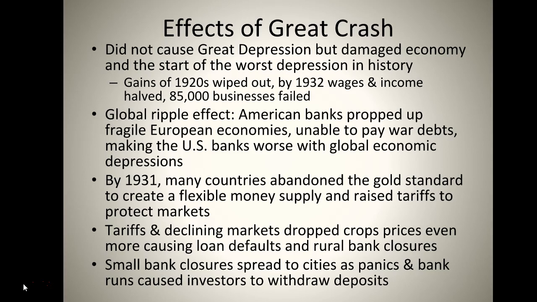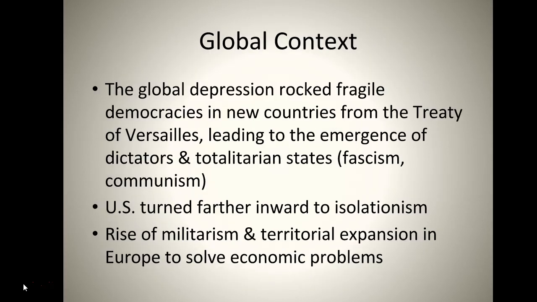By 1931, many countries had abandoned the gold standard to create a flexible money supply that they could print. And they start to raise tariffs in their own lands to protect their own markets. This will drop crop prices even more, causing more loan defaults and rural bank closures. And this will create panics that spread to the cities and cause bank runs. Again, this just makes the whole depression even worse.